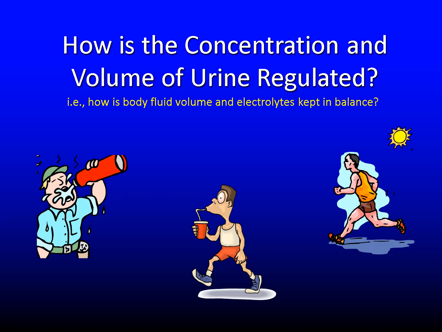Conversely, on days that you have had a lot of fluid to drink, you produce a large volume of pale urine. These changes in urine color, concentration and volume reflect the ability of the kidney to adjust plasma osmolarity and volume by controlling urine output.